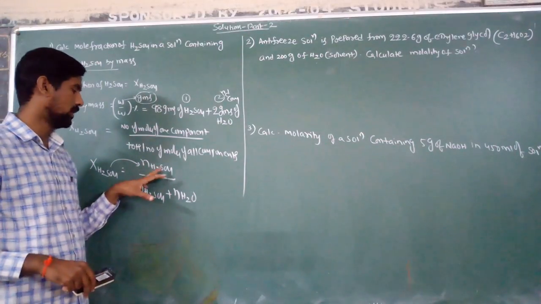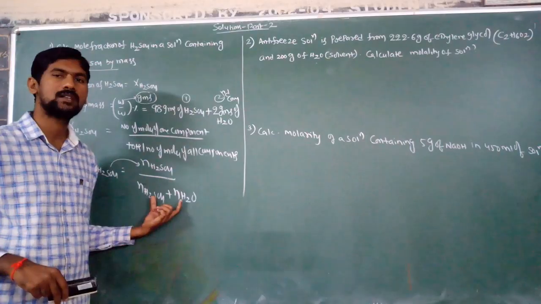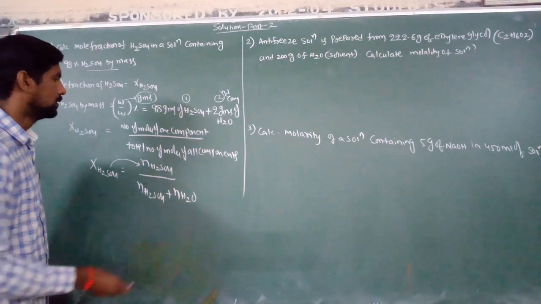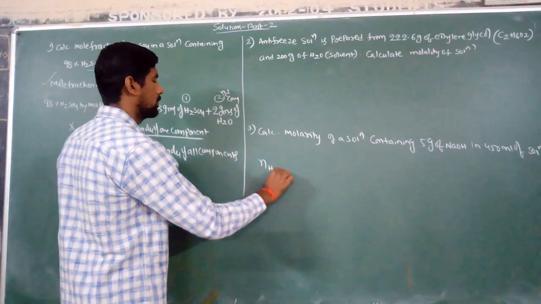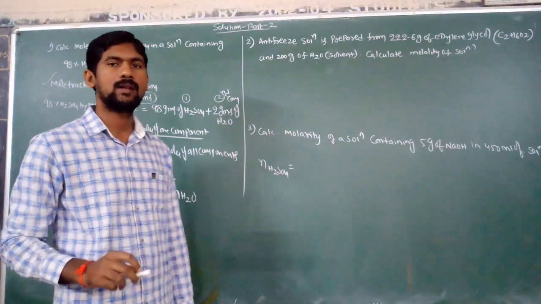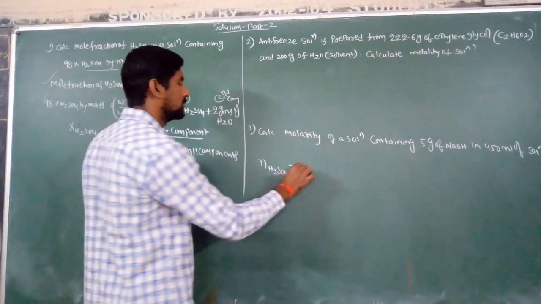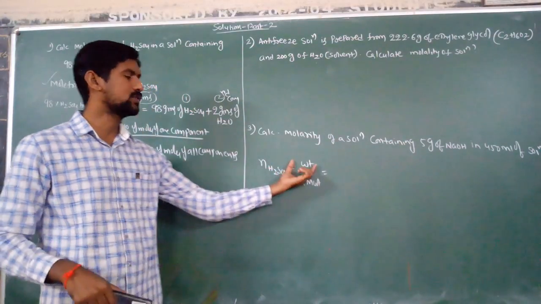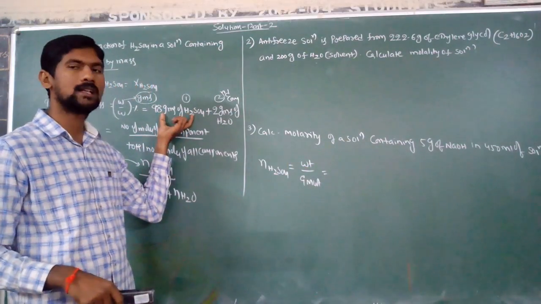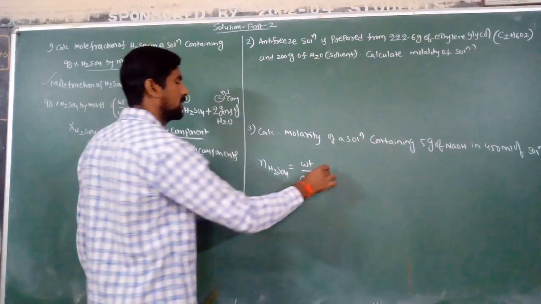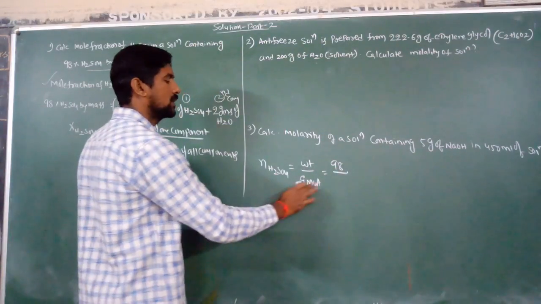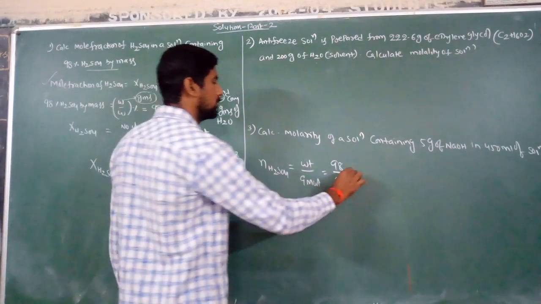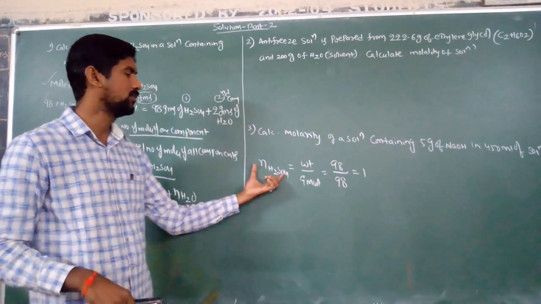First of all, we have to calculate individually the number of moles of sulfuric acid and the number of moles of water. Then substitute into the formula. For the number of moles of sulfuric acid: what is the formula of number of moles? Weight divided by gram molecular weight. The weight of sulfuric acid is 98 grams. The gram molecular weight of sulfuric acid is also 98. So 98 by 98 means 1. The number of moles of sulfuric acid is 1.